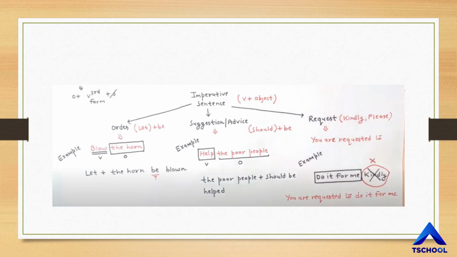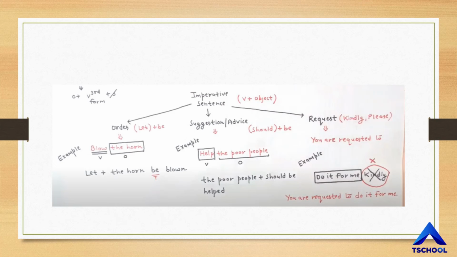The last concept is request. Instead of request, we need to write you are requested to. Look at the example. Do it for me kindly. I'm repeating the question again. Do it for me kindly. While changing from active to passive, kindly is to be removed. We cannot use kindly. If words such as kindly and please have been used, we have to remove those words, and instead of that we need to put you are requested to.